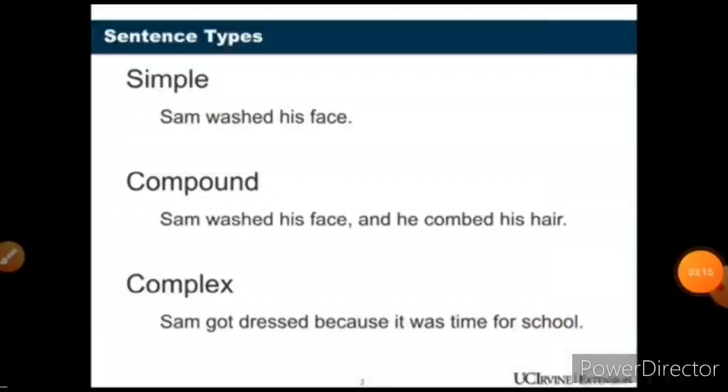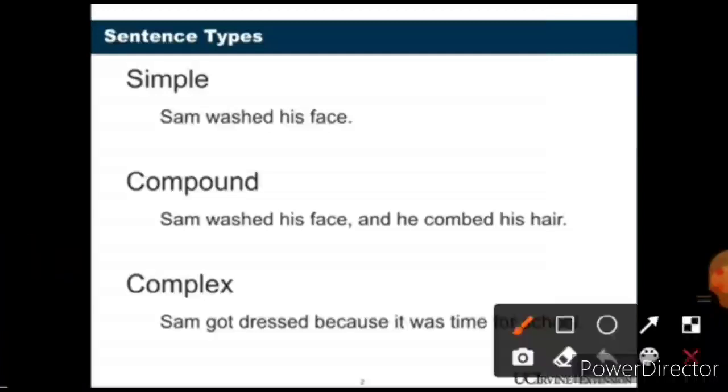So here we are. We have to look at the sentence types once again so you can understand it better. We have a simple sentence over here: Sam washed his face. This is a very simple sentence. We have a subject over here and a verb.